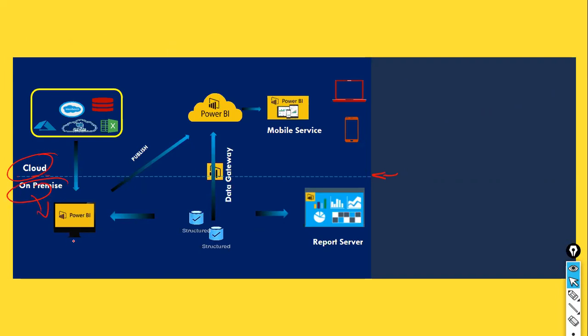On-premise is local. Let's say you go to your office. In your office, you are working, using a laptop or desktop. You are creating the report, and your report server, right? They bought a server in your office.